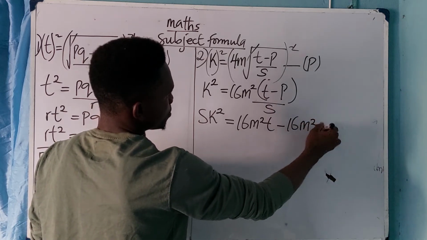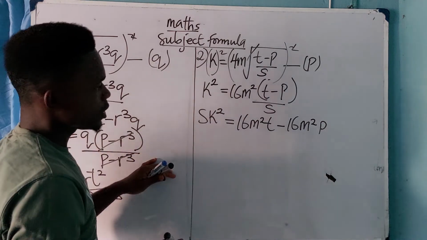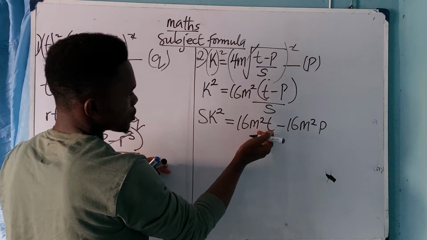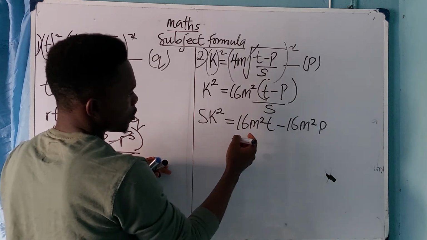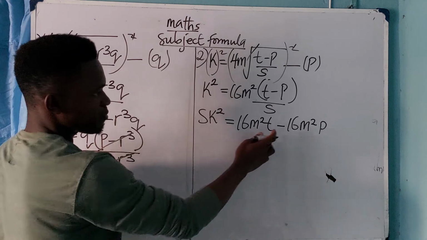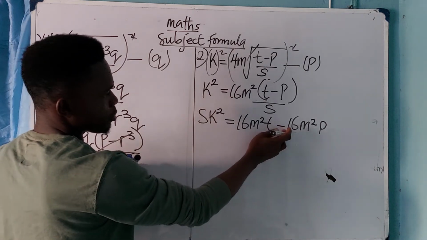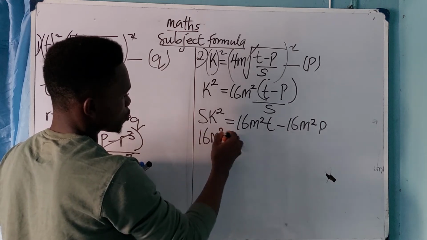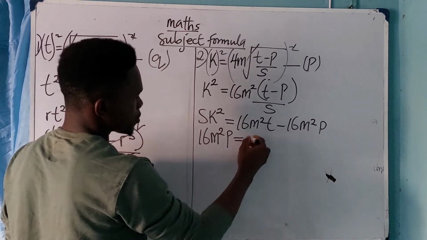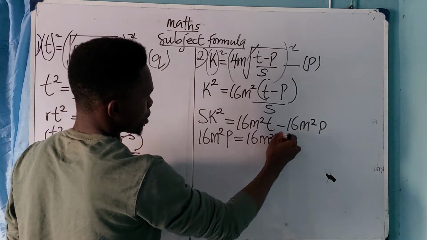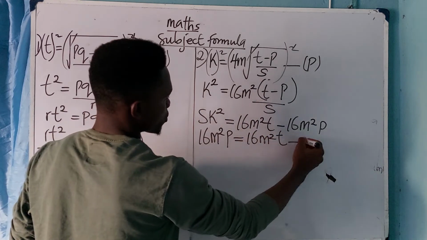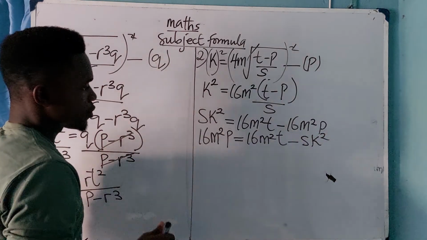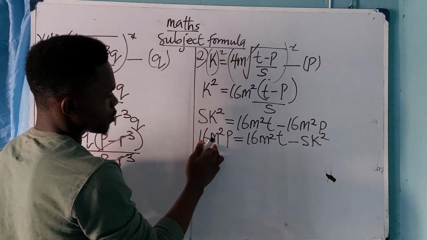m squared p. All right, so we have to make p the subject of the formula. So for that reason, this will cross. It's crossing. For simpler work, since we have minus here, I'm going to do it like this. I'm crossing this. Then this one will go the other way. It becomes 16 m squared p equals 16 m squared t minus sk squared.